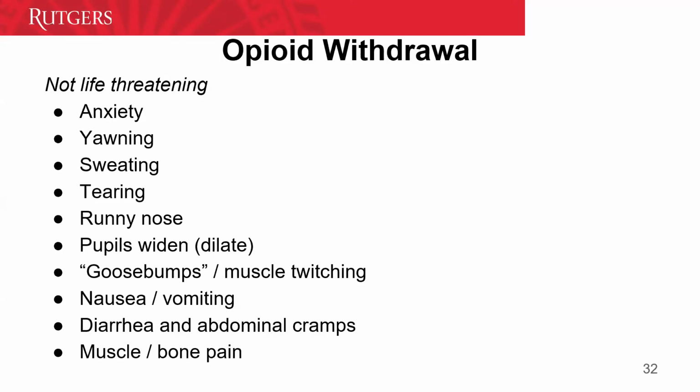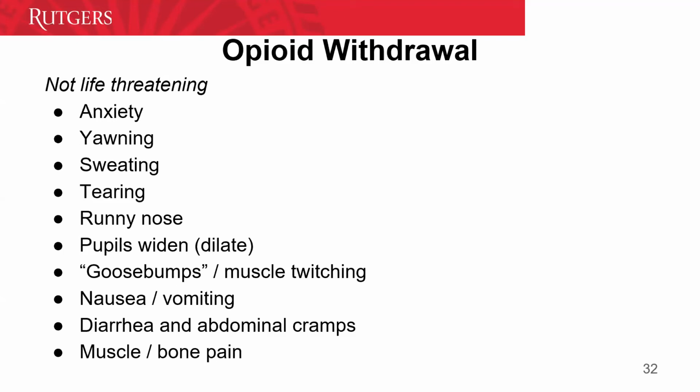Generally speaking, opioid withdrawal is not a life-threatening condition, despite how awful of an experience it can be. It can be very uncomfortable for the person that's undergoing it. That person might experience anxiety, yawning, sweating, tearing, having a constantly runny nose. Their pupils may dilate very wide. They may have kind of that goosebumps feeling or muscle twitching.